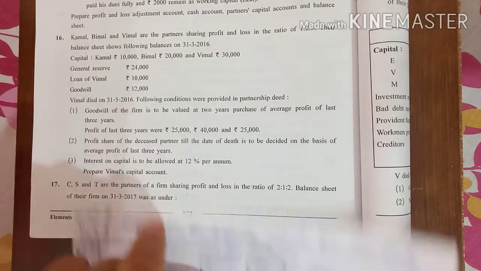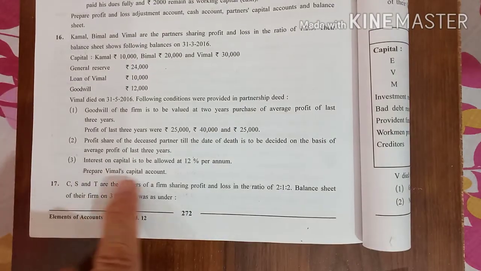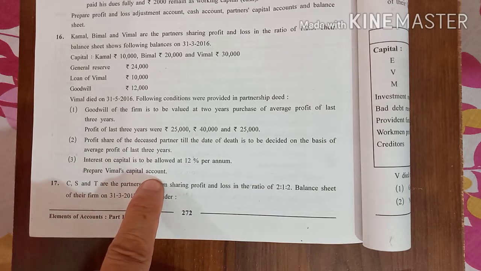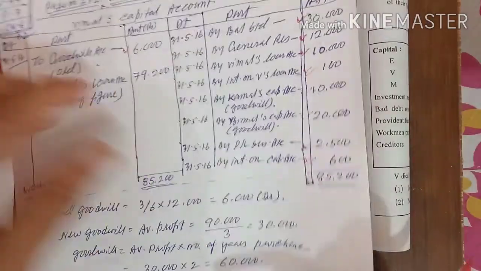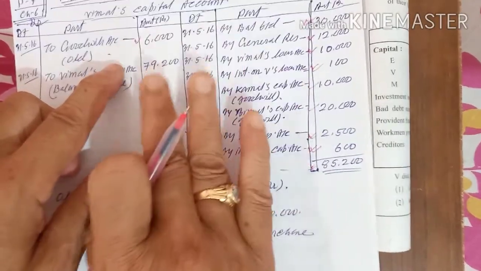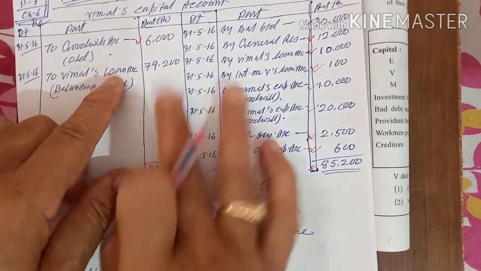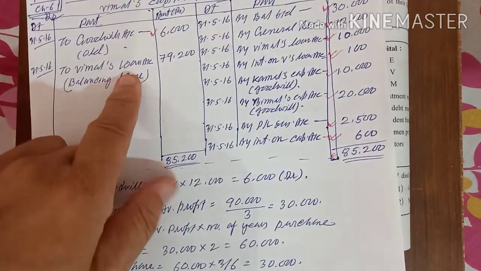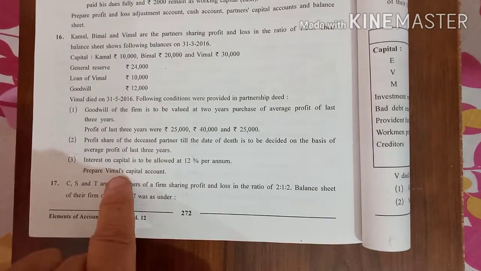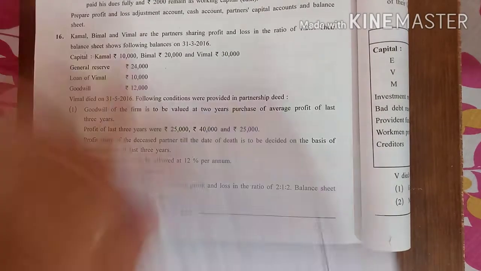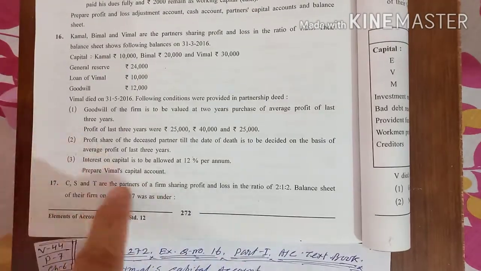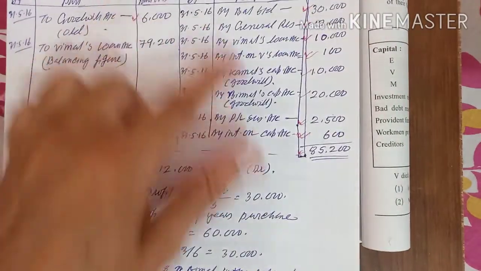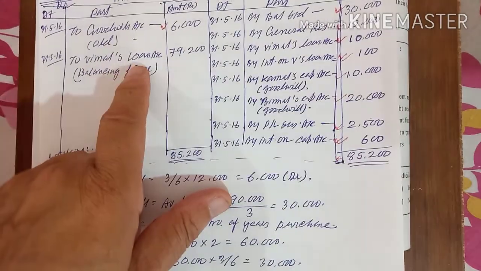This is the amount which goes to Bimal's loan. It is given to prepare Bimal's capital account, not executors'. So Bimal's capital we have already done. Now Bimal's capital will not exist because Bimal died. For that, this amount we are going to transfer to Bimal's loan account. If executors is given, then you will transfer to the executors' account. If it is said to draw Bimal's capital account, then you will draw it and transfer the final amount to Bimal's loan account.